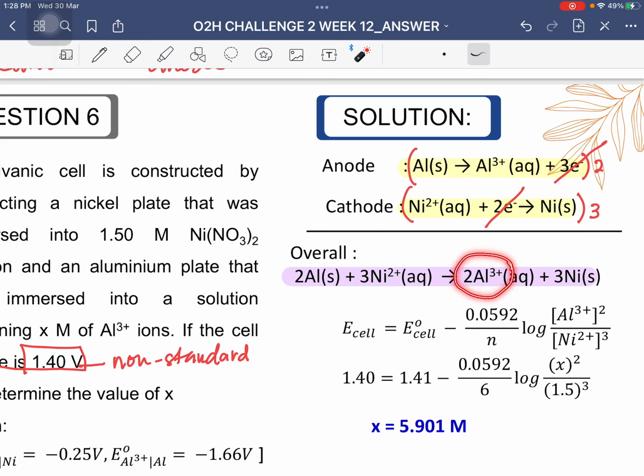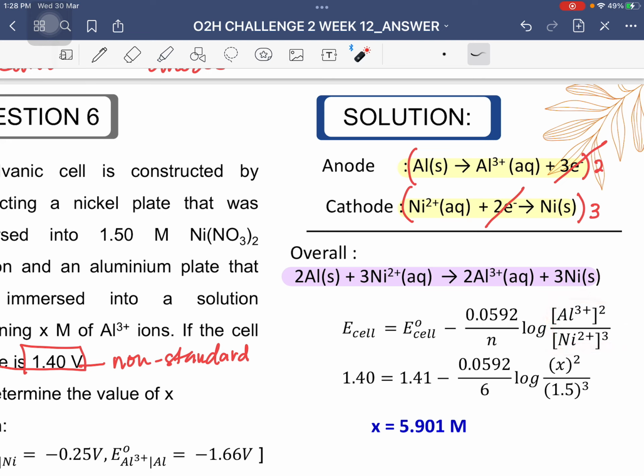Okay, the concentration of Al3+ divided by the concentration of nickel 2+, Al3+ over Ni2+. The Al3+ has coefficient 2, so it is power of 2, while nickel 2+ is power of 3. Okay, so that is the important part where students need to construct the overall equation correctly.